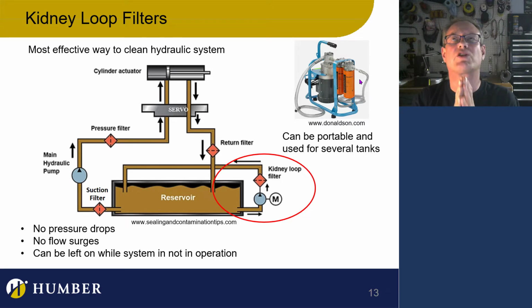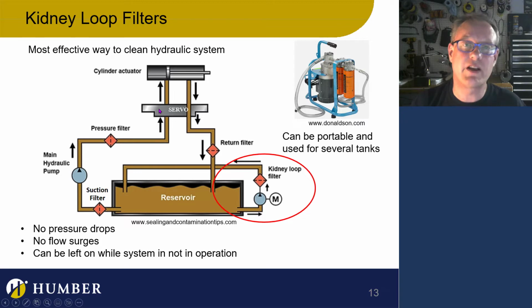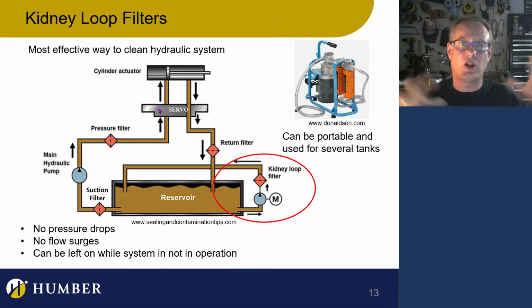Now, there are so many benefits to the kidney loop if you're using an external kidney loop, and sometimes tanks actually just have kidney loops built right into them. Like this tank has got a kidney loop built right into it. But you can get portable kidney loops. And they're really good for gear oil, for transmission oil, for transmissions, for anywhere where you're keeping a lot of fluid.